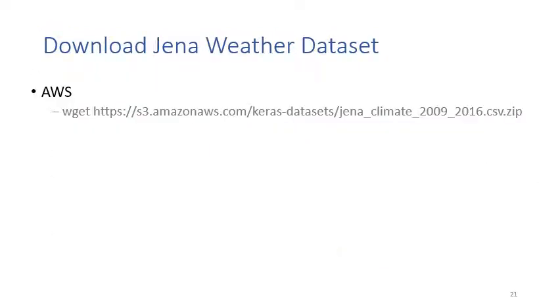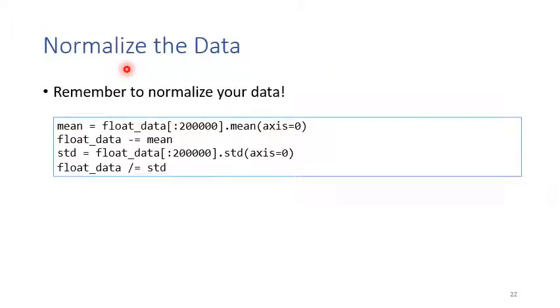We can download the Jena weather dataset from Amazon Web Services. Here's the link. Before training, remember to normalize the data. Always remember to normalize your data first. So first we calculate the mean of the dataset, since it's continuous data, and then we subtract the mean from the dataset. Then we calculate the standard deviation of the dataset and divide the dataset by the standard deviation.